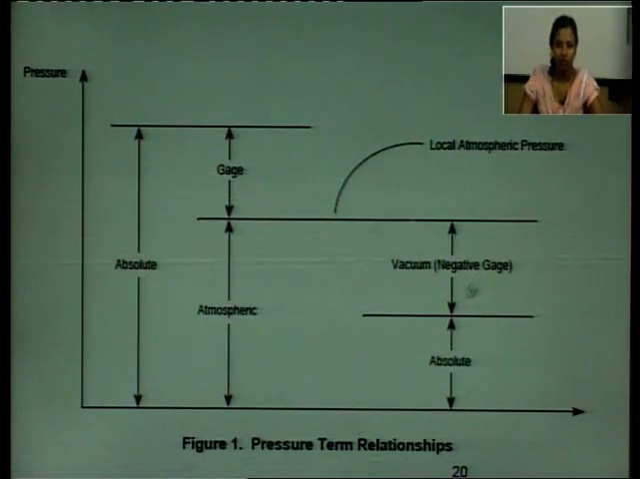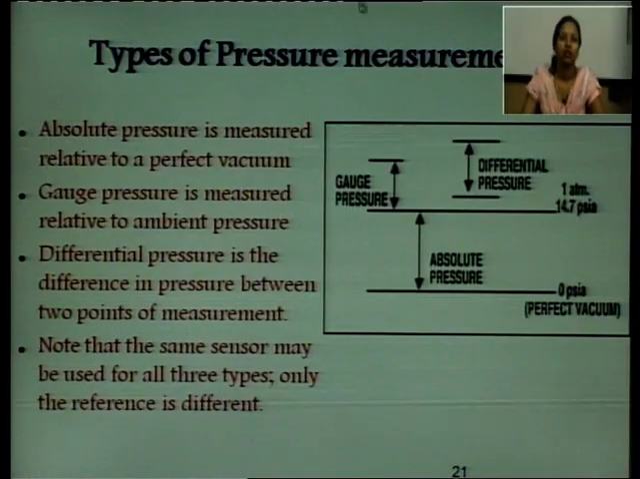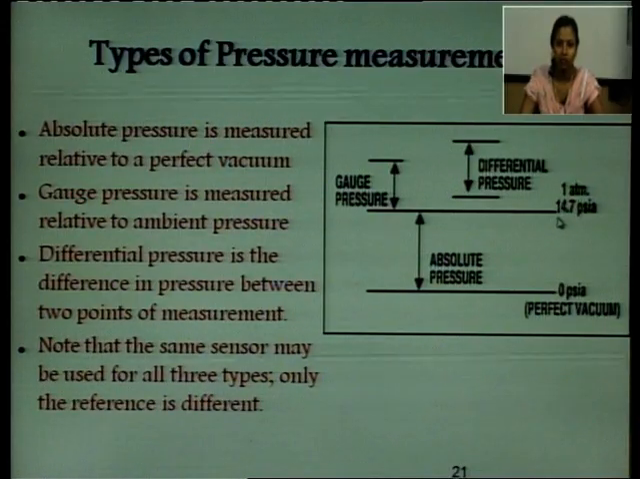Or if there is vacuum in the container, then we can easily measure its vacuum. This is called negative gauge, or the pressure is less as compared to the atmospheric pressure. So, the same thing I have defined here. Up to this point, this is the atmospheric pressure.